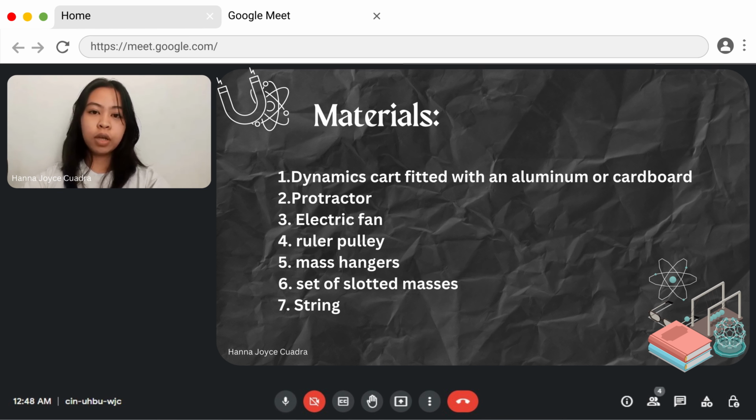But first, we must gather the necessary tools and materials needed. 1. Dynamics cart fitted with an aluminum or cardboard sail. 2. Protractor. 3. Electric fan. 4. Ruler. 5. Pulley. 6. Mass hangers. 7. Set of slotted masses.